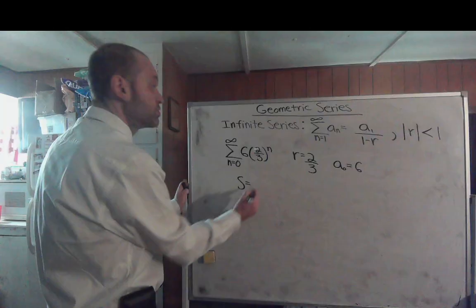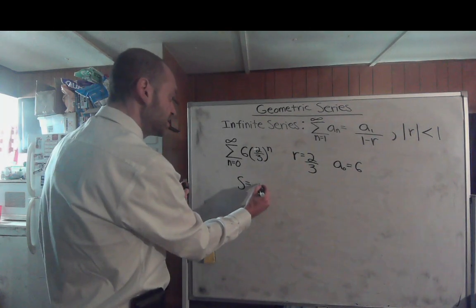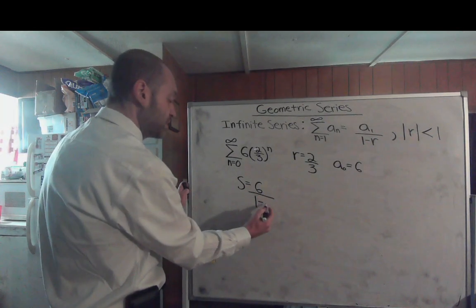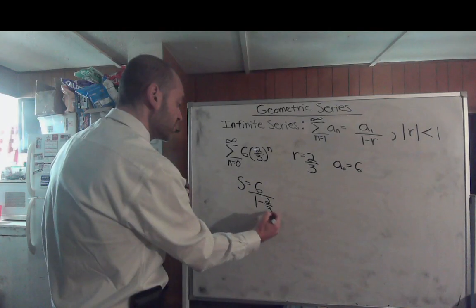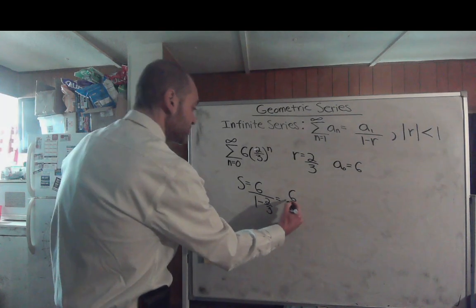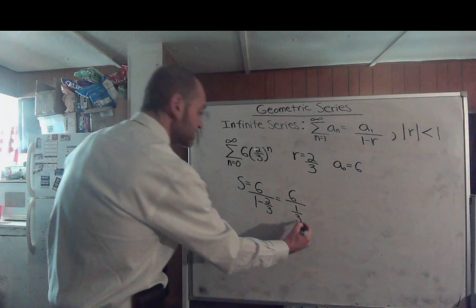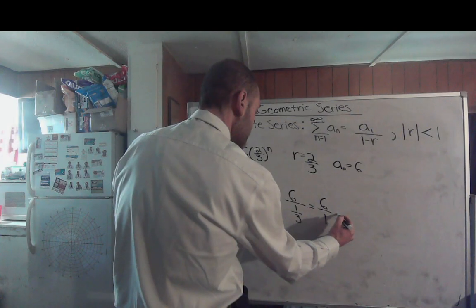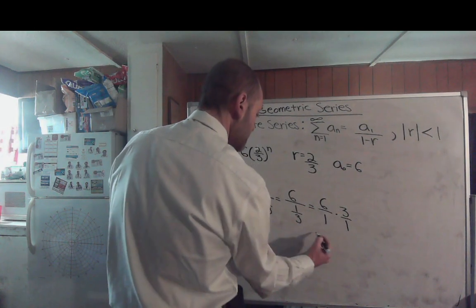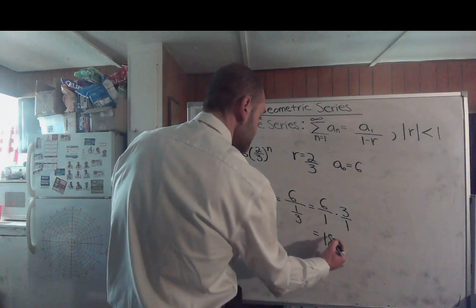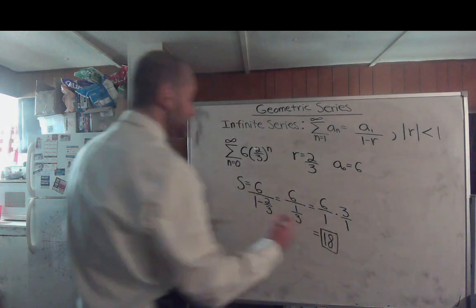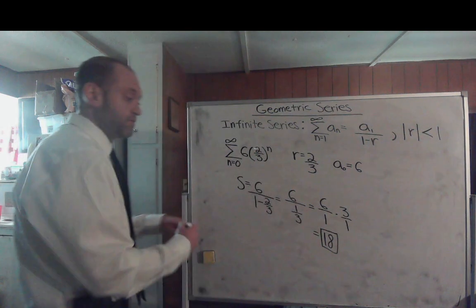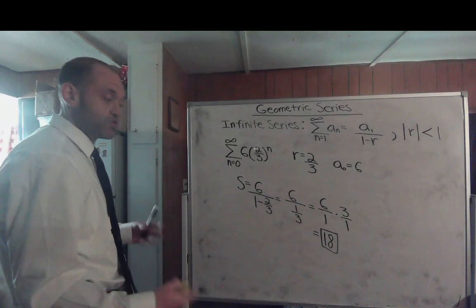So the sum is going to equal my first term, a sub 0, which is 6, all over 1 minus my common ratio of 2/3, which would equal 6 over 1/3, which would turn into 6 over 1 times 3 over 1, making the sum of this infinite series converge to 18. So I end up getting a sum of 18 for this infinite geometric series.